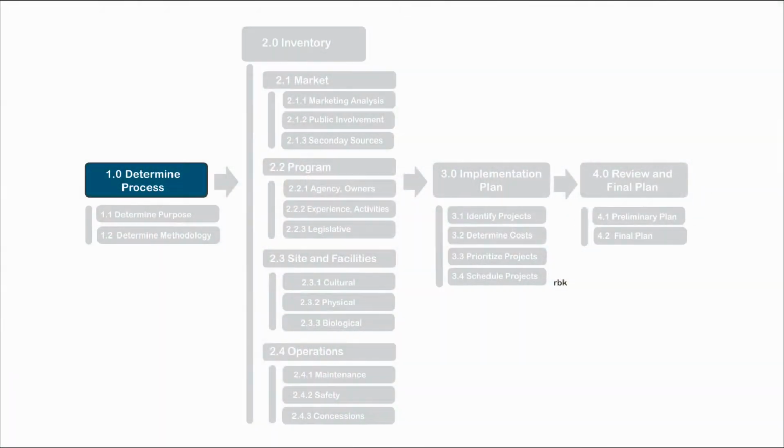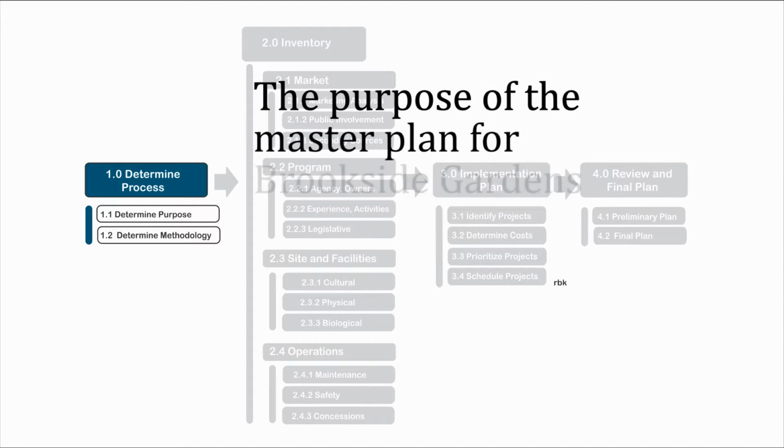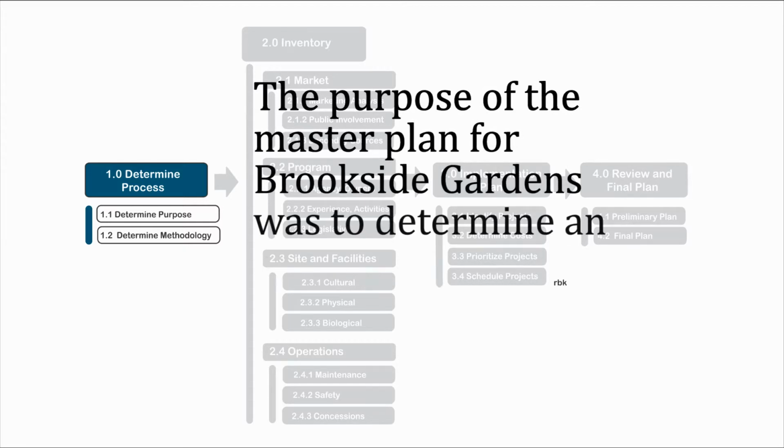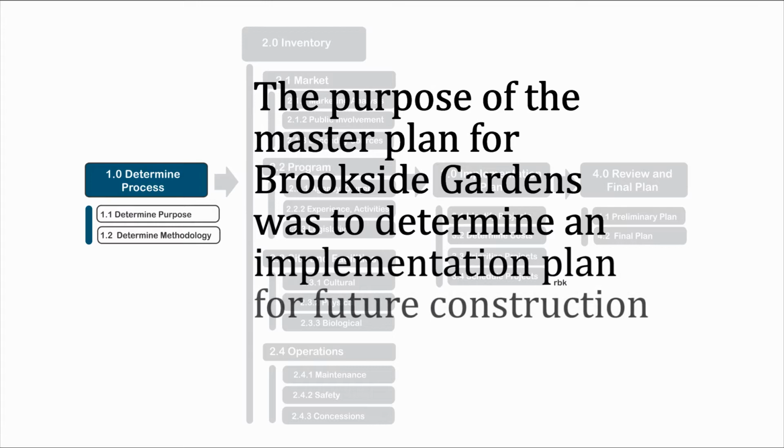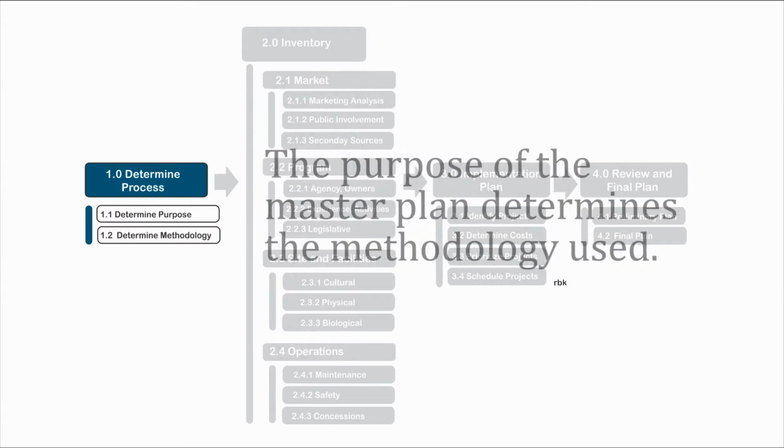The first step in the master planning process is to determine the process used. Determining the process is subdivided into determining the purpose of the plan and determining its methodology. The purpose of the master plan for Brookside Gardens was to determine the implementation plan for future construction and renovation projects. The methodology was adjusted to accomplish this objective.